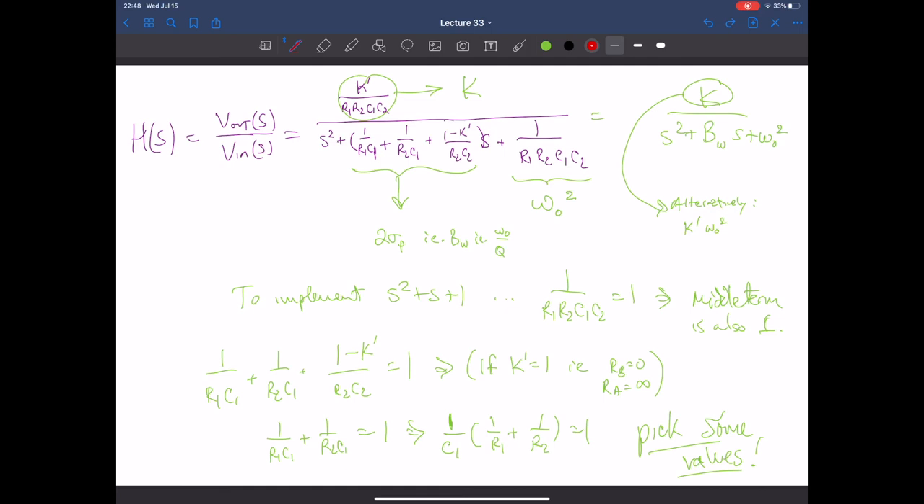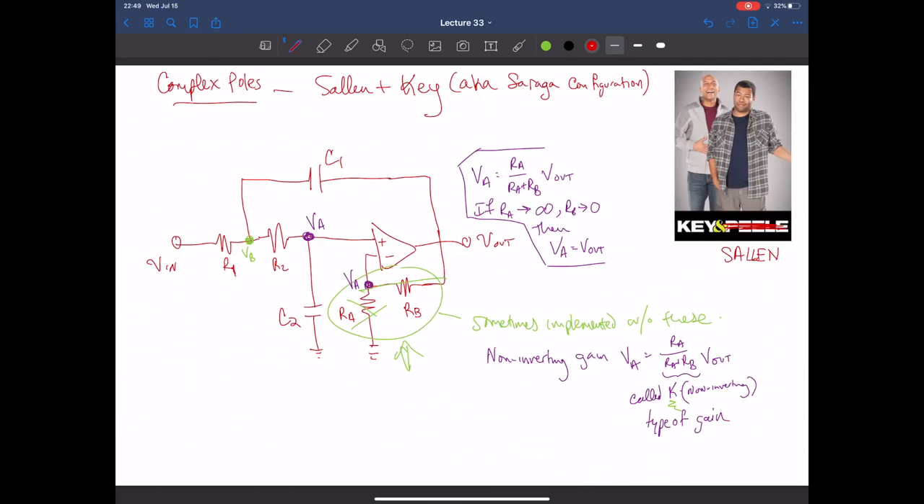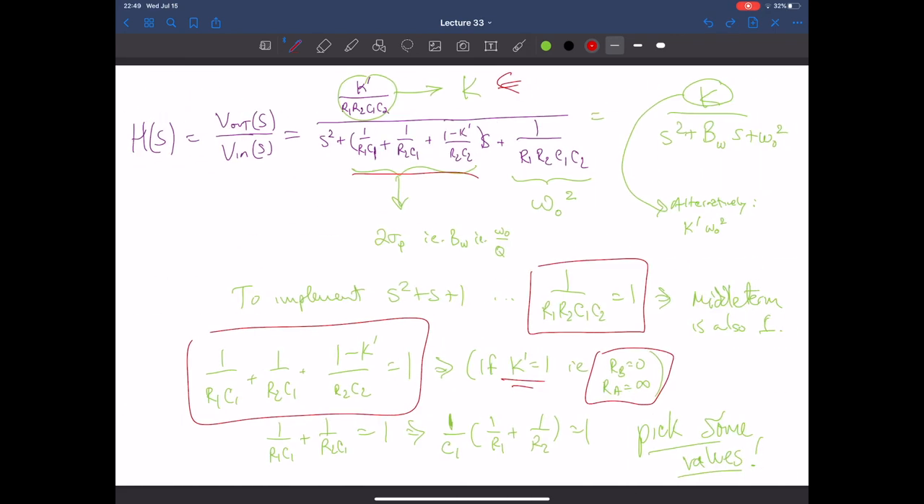And then from there, we can also say, well, this middle coefficient, that's really our bandwidth, all right? And in order to implement this, all we've got to do is set two restrictions. We set this guy equal to 1, and then we set this other part here equal to 1 as well. Since we want this guy equal to 1 and this part here equal to 1, we say, hey, K prime is just equal to 1. That lets RB and RA go to 0 and infinity respectively. So looking back at the circuit here, these guys both get nixed out of the circuit. This gets cut and this gets shorted. No big deal. Okay, so that simplifies things a little bit.